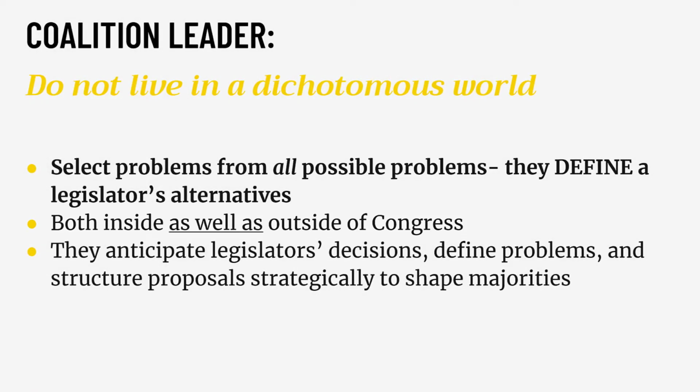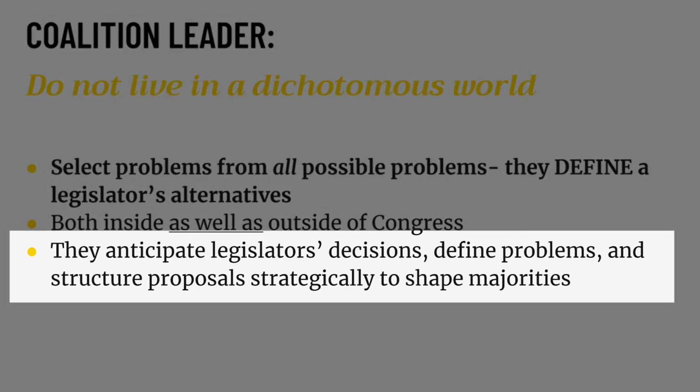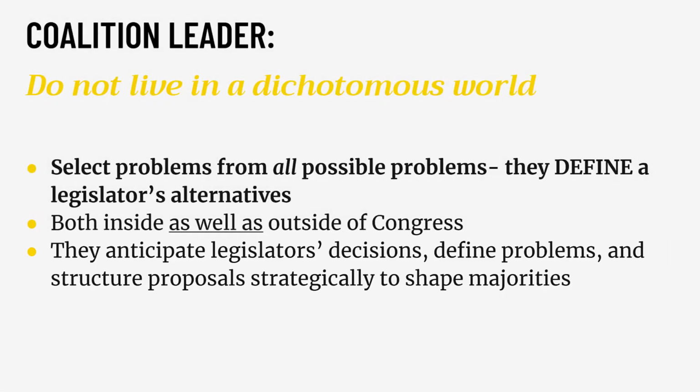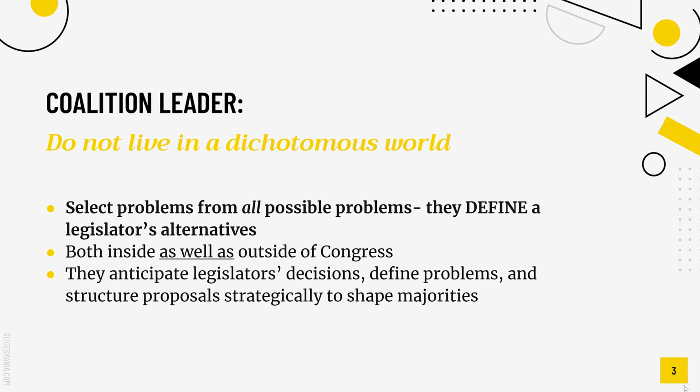These are people who are coalition leaders, and what they do is they're anticipating legislators' decisions, all right? And then thinking about that and anticipating and estimating those decisions. How are the legislators going to think yay versus nay? They are then defining problems, right? To help structure the proposal strategically, right? To shape majorities such that the problem is defined, the proposal is introduced in a way that gets more yays than nays. Okay, quick pause so that we can just highlight two things.